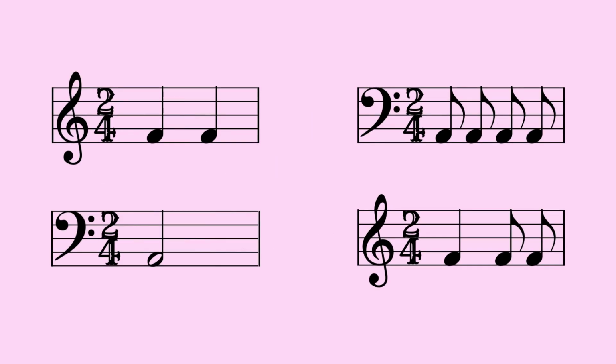Now let's look at how notes can fit into a 2/4 measure. If a quarter note gets one beat, then two quarter notes fill the measure. A half note gets two beats, so one half note fills the whole measure. Eighth notes get half a beat each, so four eighth notes fill the measure. The important thing is that every measure needs to add up to two beats.